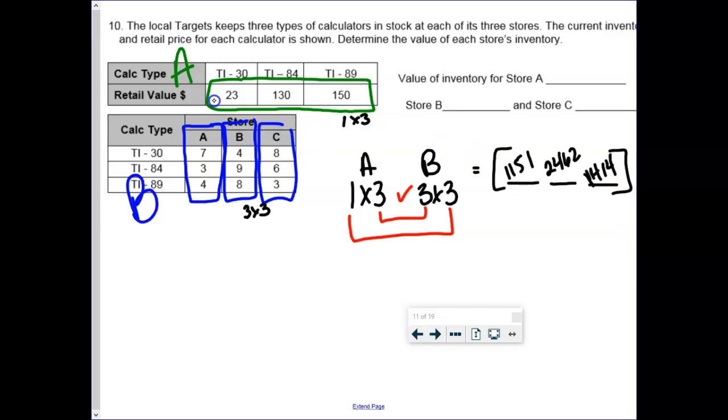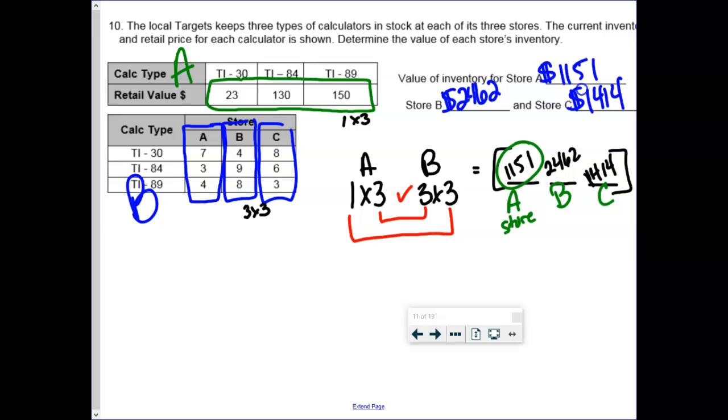So think about what we did. We took the dollar amount for each of the calculators and we multiplied it by store A's inventory. So what we just found in this 1, 1 position is how much money worth of calculator you have at store A. So then this one must be the same thing but for store B, and this is for store C. So just making sure that you know how to interpret that result is kind of the challenge on that question as well. So store A has a total inventory of calculators of 1,151. Store B is 2462. Oops, that's ugly. And store C is 1414.